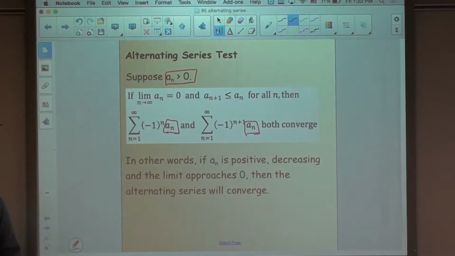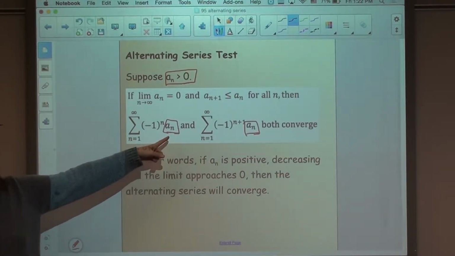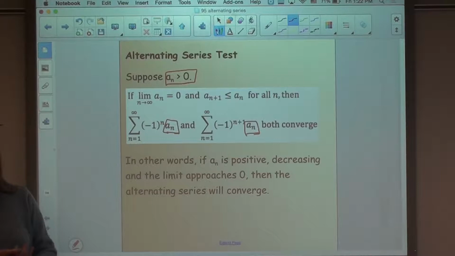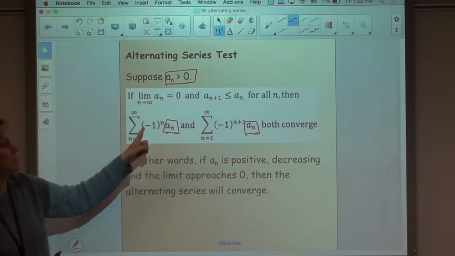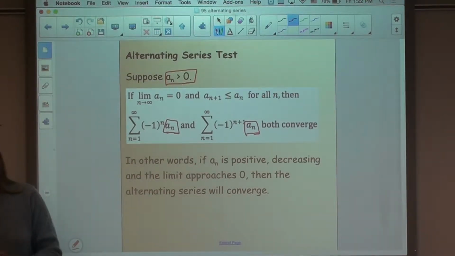Now, there's a really easy way to think of this test. So instead of learning all of this stuff, just think to yourself, if this rule, without the -1, is positive and decreasing, and the limit approaches 0, then the whole series converges. Alright, so if the part of the series without the -1 is positive, decreasing, and has a limit of 0, then the alternating series converges. This whole limit approaching 0 implying convergence only works if it's an alternating series, not a regular series.